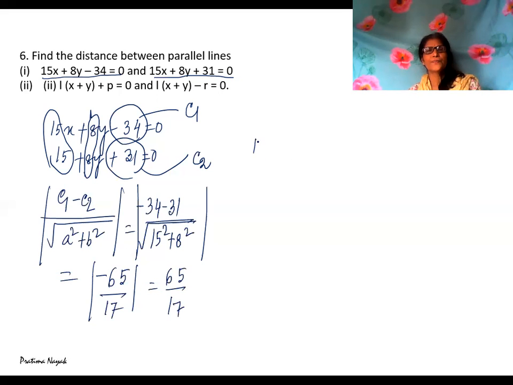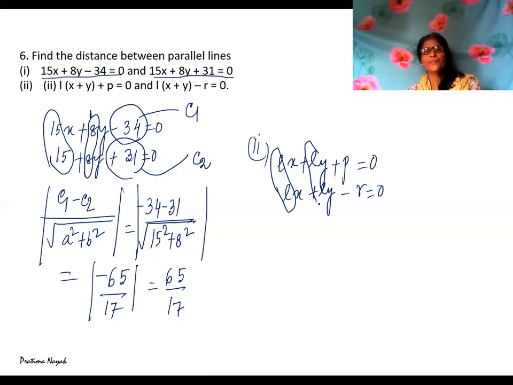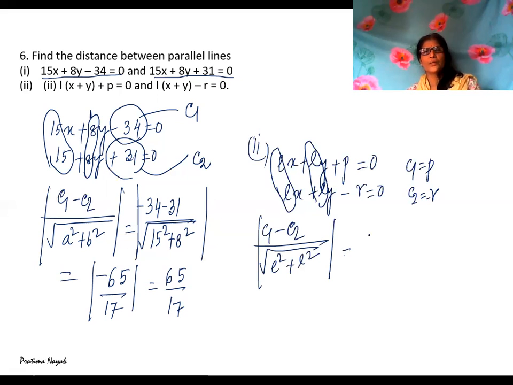Coming to the second part, this is Lx plus Ly plus P is 0. The second one is Lx plus Ly minus R is 0. Both have the same A, both have the same B. So this C1 is P, and C2 is minus R. So C1 minus C2 by under root L square plus L square will be P plus R by root of 2L square. How much will it be? P plus R by root 2 into L.